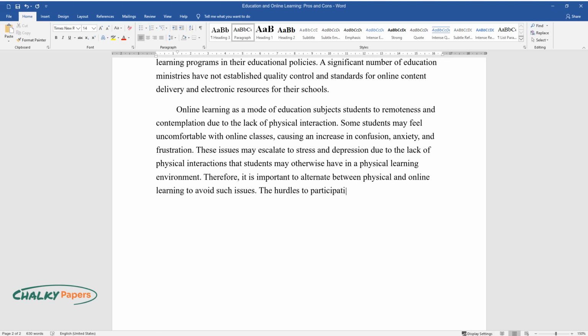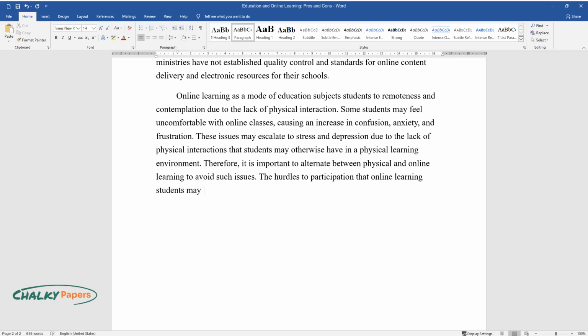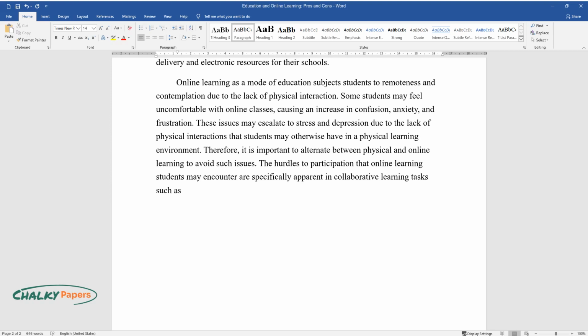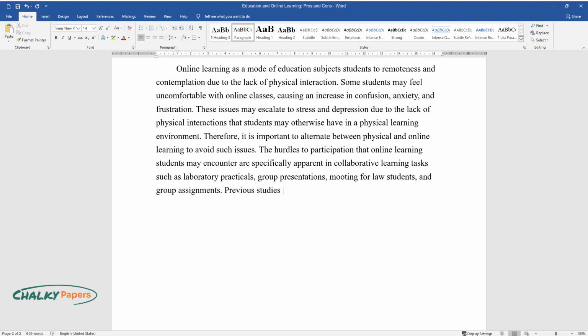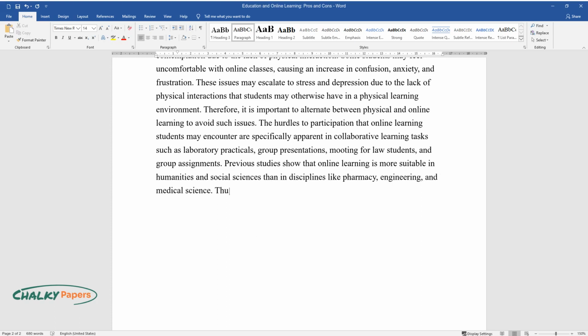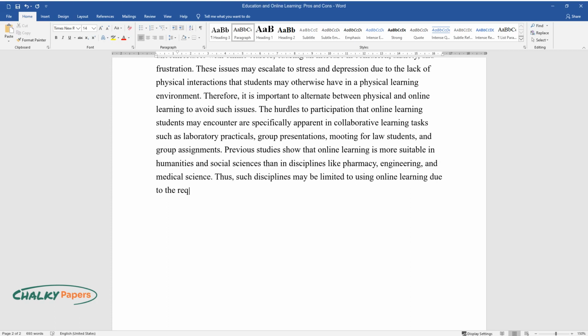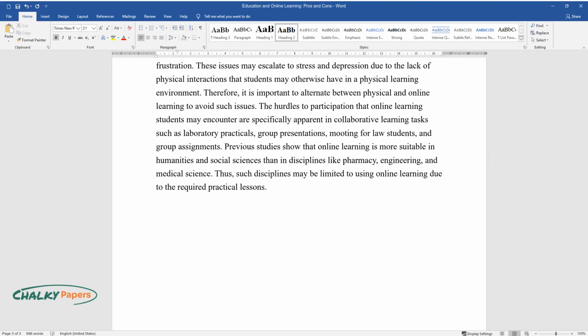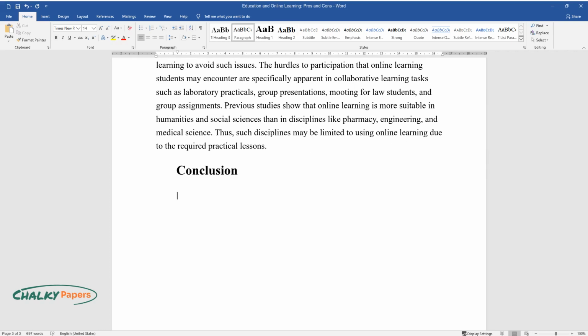The hurdles to participation that online learning students may encounter are specifically apparent in collaborative learning tasks such as laboratory practicals, group presentations, mooting for law students, and group assignments. Previous studies show that online learning is more suitable in humanities and social sciences than in disciplines like pharmacy, engineering, and medical science. Thus, such disciplines may be limited to using online learning due to the required practical lessons. Conclusion.